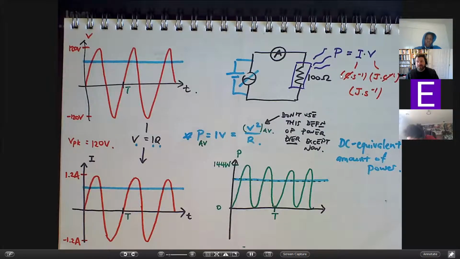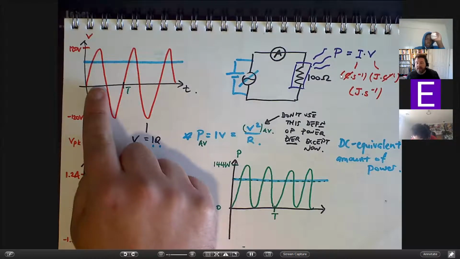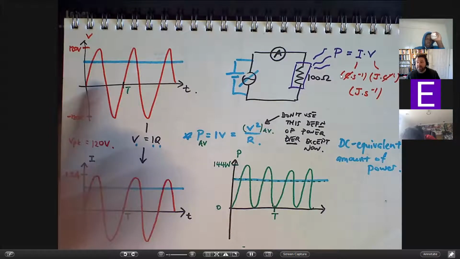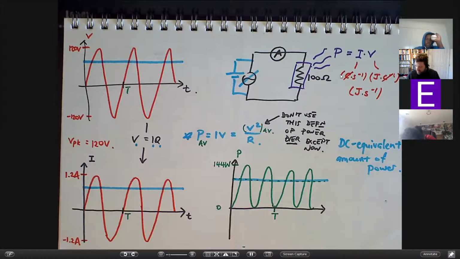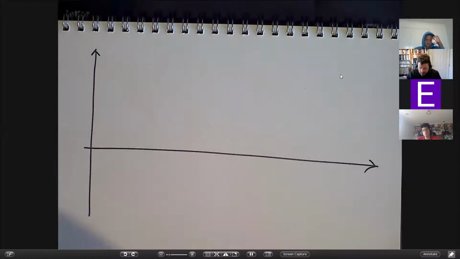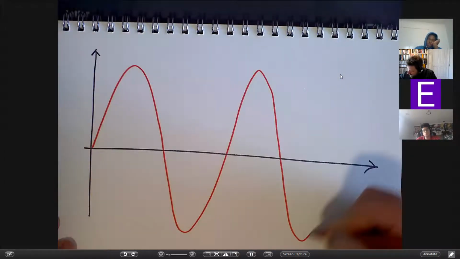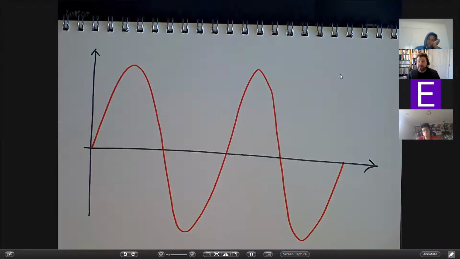Okay. So here's what we do. We take the V that we have. We take the graph of V that we have. We square all the values. So we're going to take this graph here and we're going to square all our values. Let me draw it again so that we have a nice clean picture to work with. We take those values and we square them. And when we square them, they all become positive.